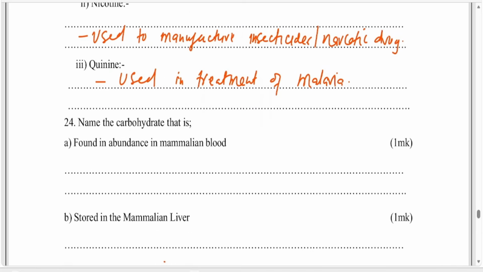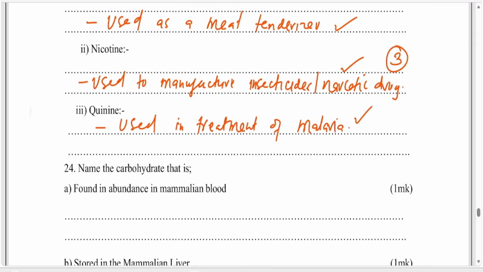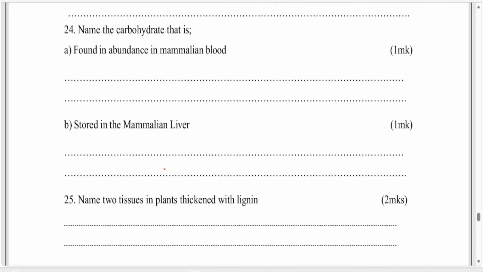Question number 24. So these statements, each 1 mark. Question number 24. Name the carbohydrate that is found in abundance in mammalian blood.